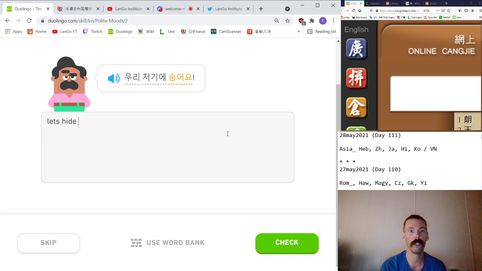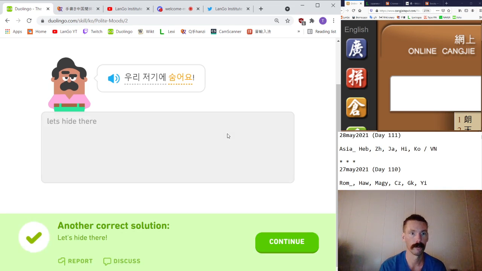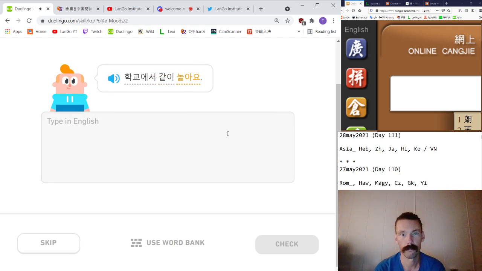What do you get for the meaning? 우리 저기에 숨어요. Our... 저기에. It's parallel with 여기, 거기, 저기. Interrogative. Kogi is meat. No, that's 고기. Alright. 학교에서 같이 놀아요. Okay. 숨어요 is to hide.